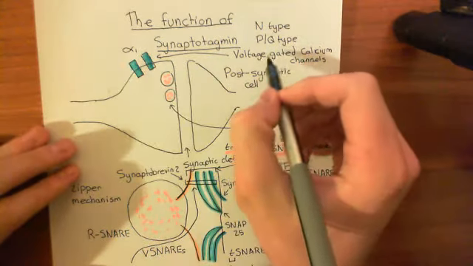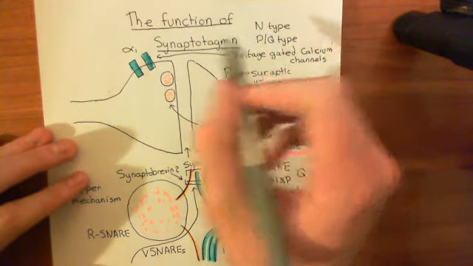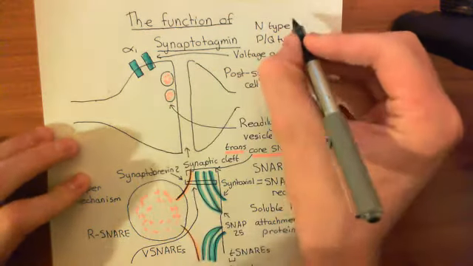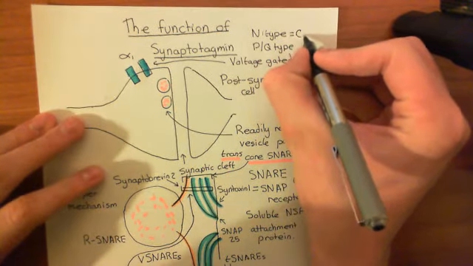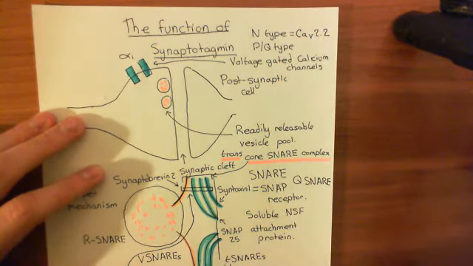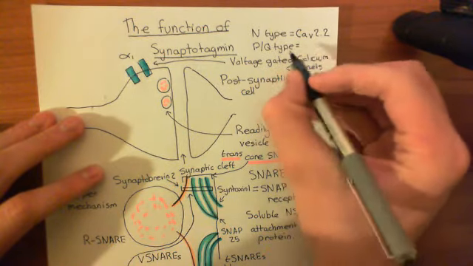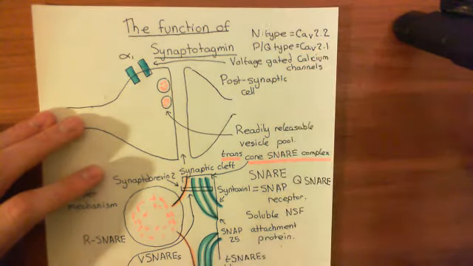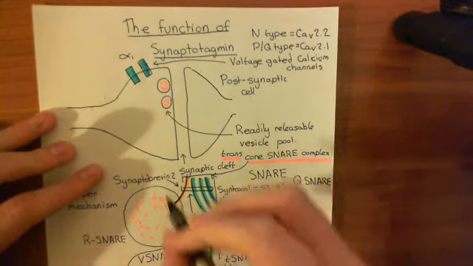To say that the voltage-gated calcium channels in axon terminals are N or PQ type means that you're picking specific genes to make these alpha-1 subunits. So if you are an N-type voltage-gated calcium channel, it means that you have used the CAV2.2 gene in order to make the alpha-1 subunit of your voltage-gated calcium channel. If you are PQ type, it means that you have used the CAV2.1 gene in order to make the alpha-1 subunit of your voltage-gated calcium channel.